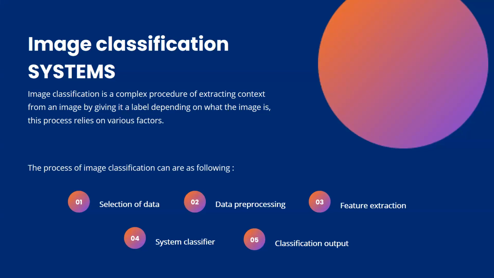Because we are investigating classification, we first need to know what image classification is and what its steps are. Image classification is assigning a label to an image, giving it context. The steps are the selection of data, data preprocessing, feature extraction, system classifier, and lastly, classification output.